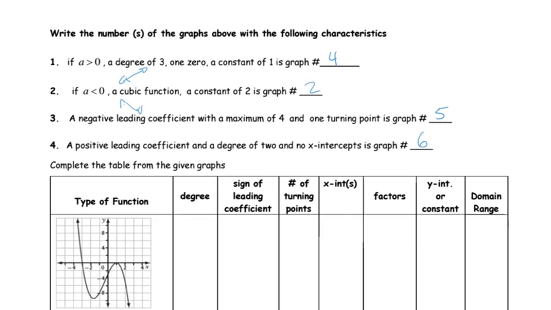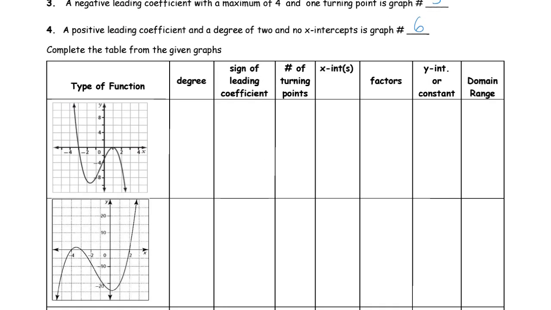So the next question we're looking at is to complete the table, the type of graph. Let's just run through this. This first one, because it's got 2 turning points, is a degree 3. The sign of the leading coefficient, because the overall motion is down, is going to be negative. Its x-intercepts are -3 and +1. I can read those right off, which means its factors are x plus 3 and x minus 1.